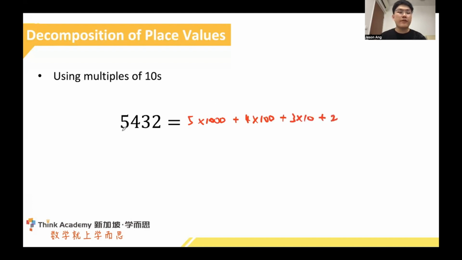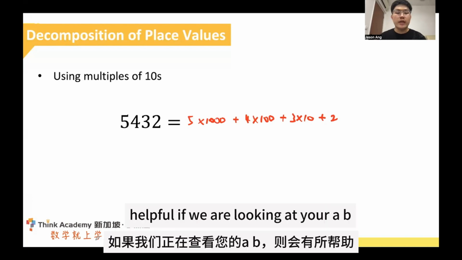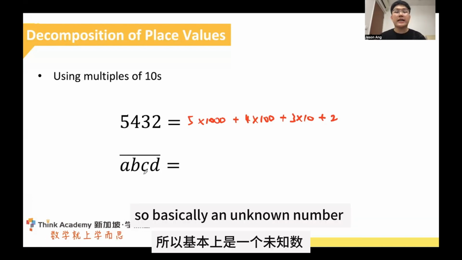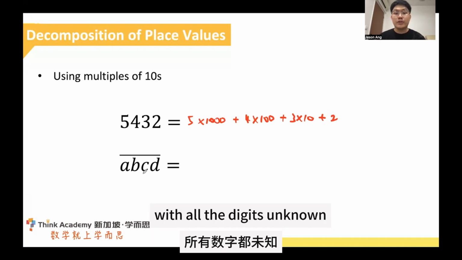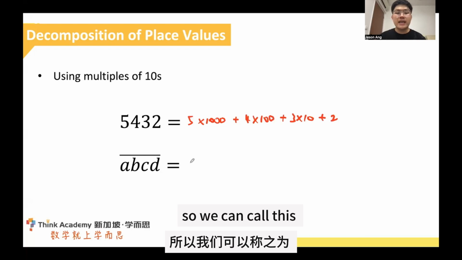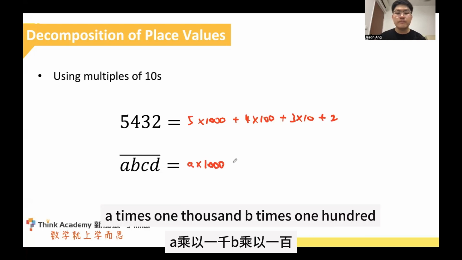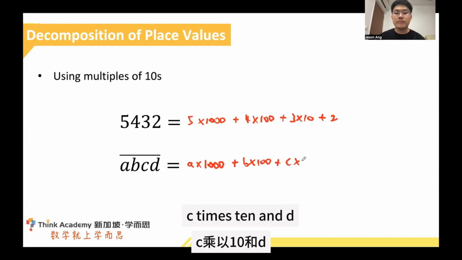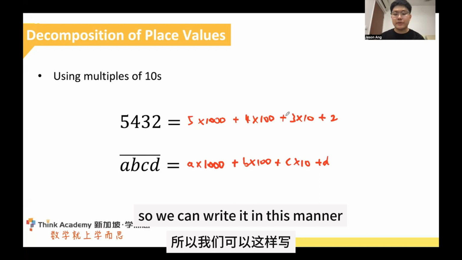Look at the digits, 5, 4, 3, 2, all reappearing on the right-hand side. This will be exceptionally helpful if we are looking at your ABCD. So basically an unknown number with all the digits unknown, but we know it's going to be a 4-digit number. So we can call this A times 1,000, B times 100, C times 10, and D. So we can write it in this manner.